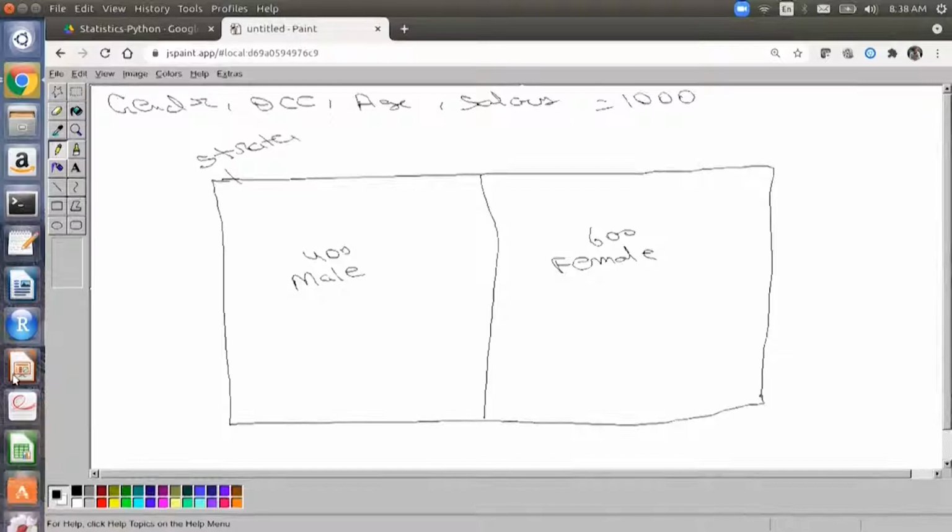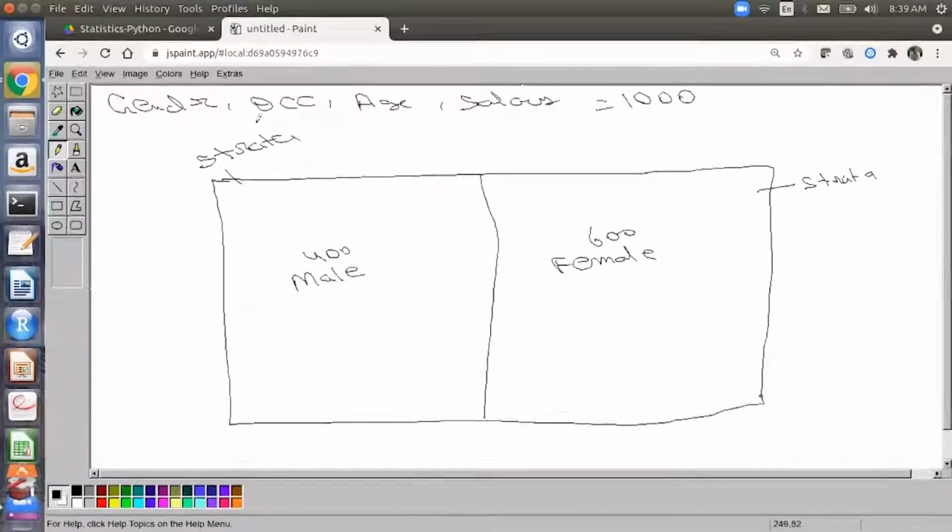A stratum is a subset of your data set which is designed on the basis of a variable specification. So a stratum is a segment of your data which contains a single feature. So this is one stratum and this is another stratum. In this stratum 600 people are available, in this stratum 400 people are available.